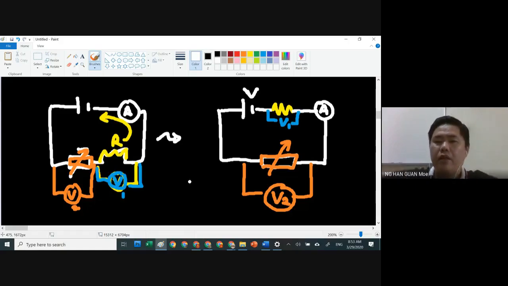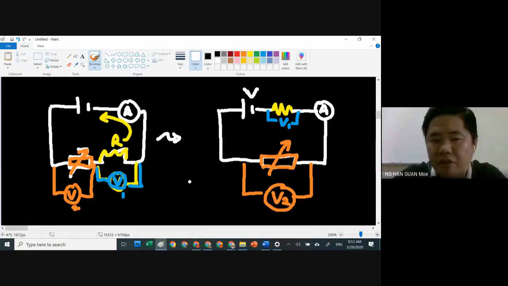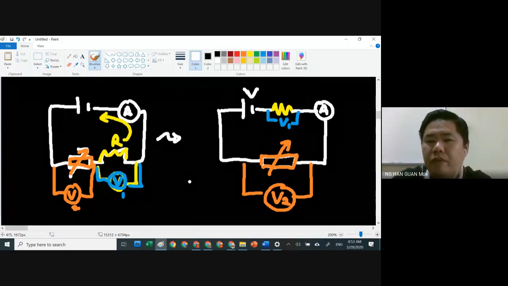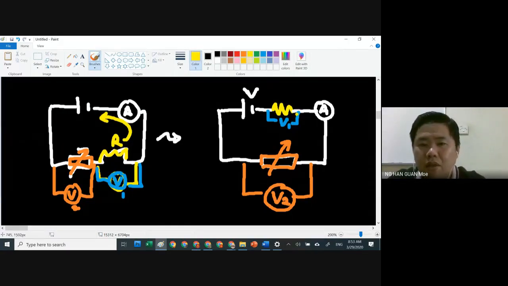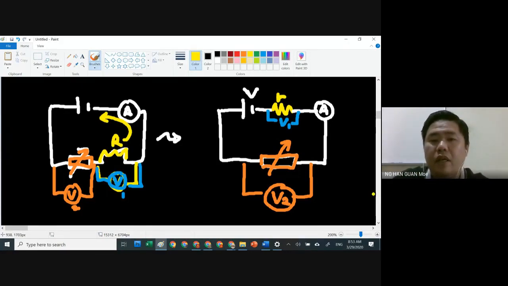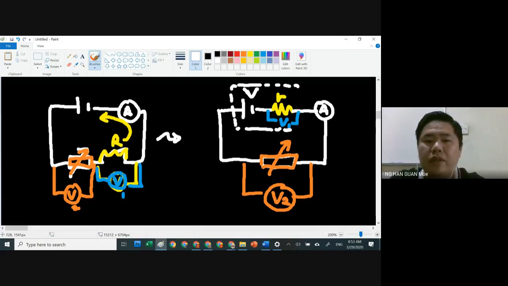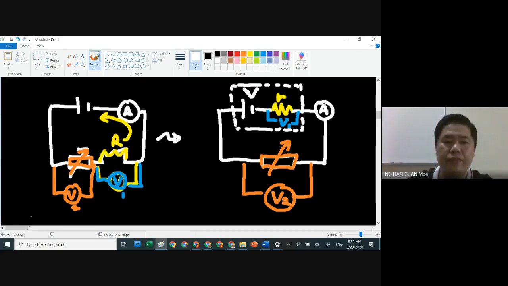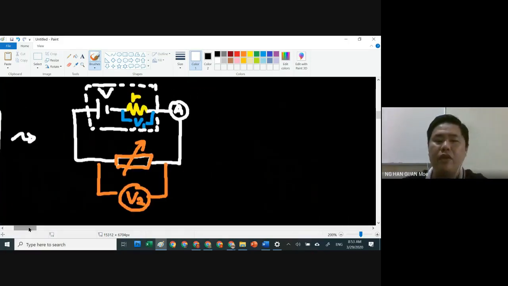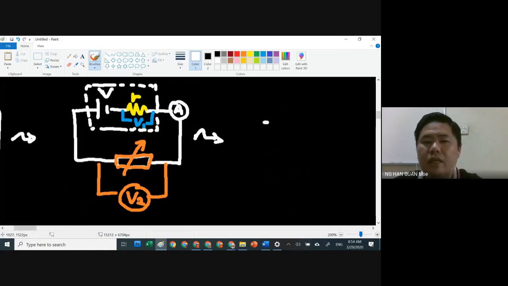Now, you notice that this one is actually an EMF experiment. Because of what? The resistor I show here is actually the internal resistance. Internal resistance of the battery. So like this, the slider, the way we conduct the EMF experiment.